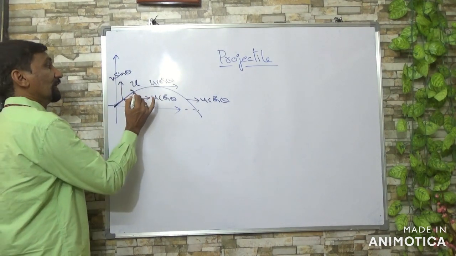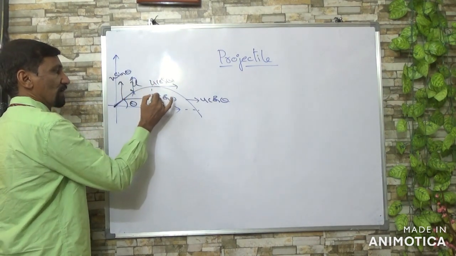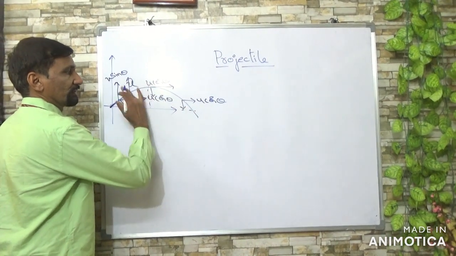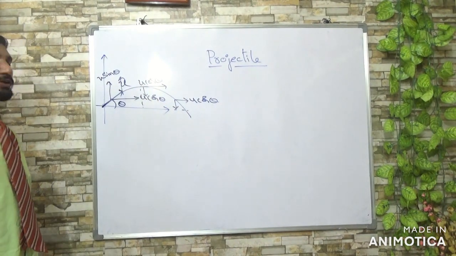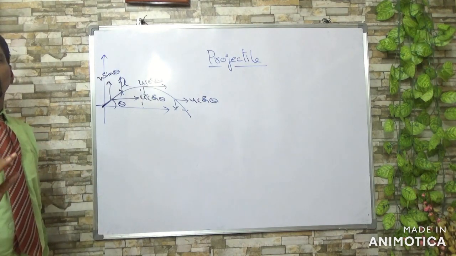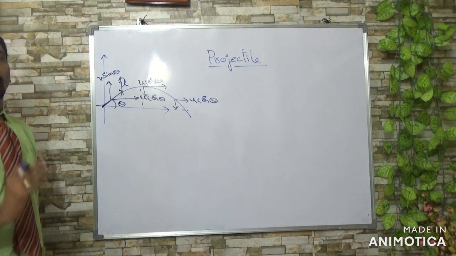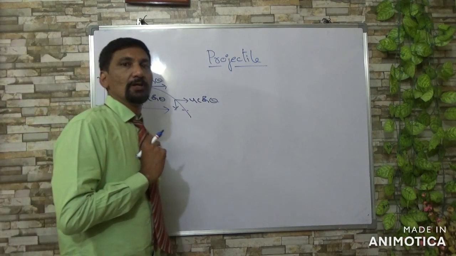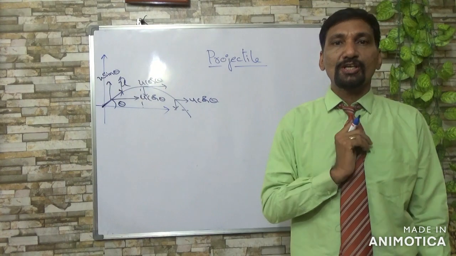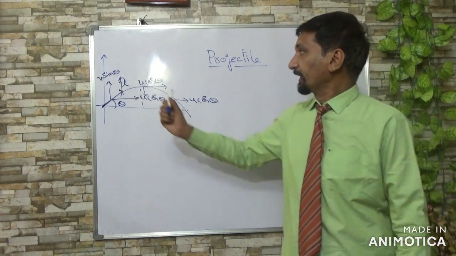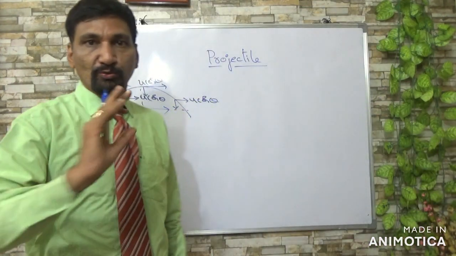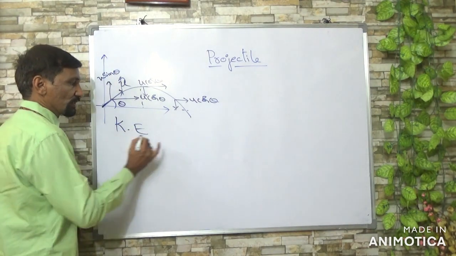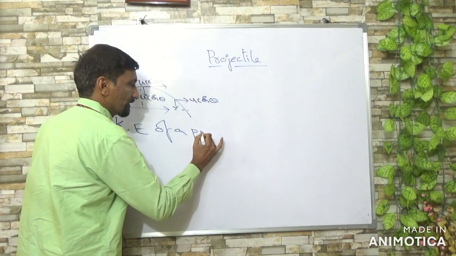But the vertical component, in the first half decreases. Okay, in the next half it increases. So if you know this point, it is easy to solve any problem. How? Very simple. For example, you have been given a question. What is the kinetic energy of the projectile at the highest point? That is your question. You want to find the kinetic energy of a projectile at the highest point.